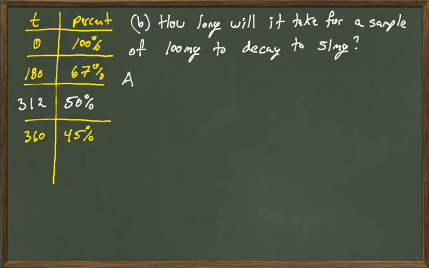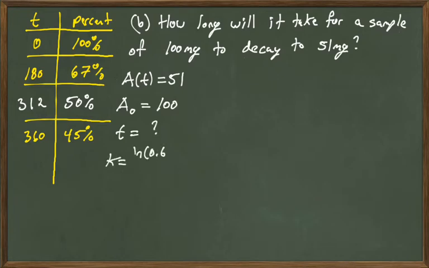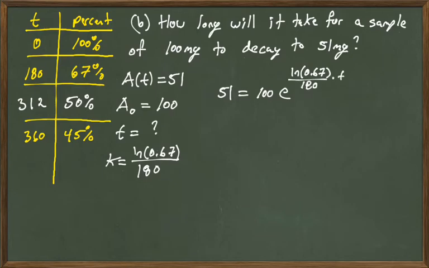Okay, so our A of t is going to be our future value of 51 milligrams. Our initial amount is 100. Time is what we're trying to find, and the k we found already. That's the ln of 0.67 over 180. So plugging it in, 51 equals 100 e to the ln of 0.67 all over 180 times t.